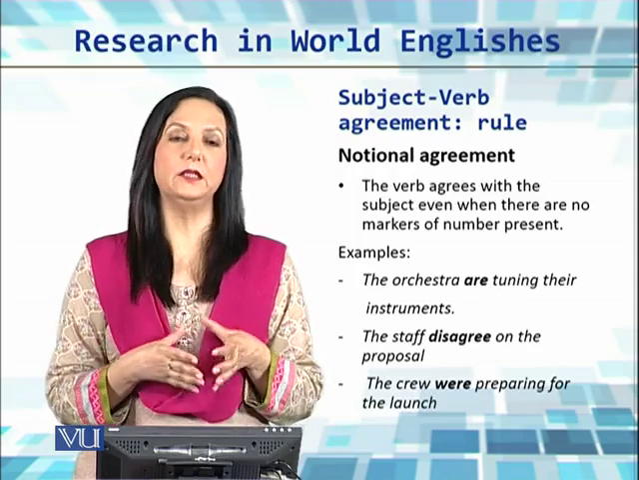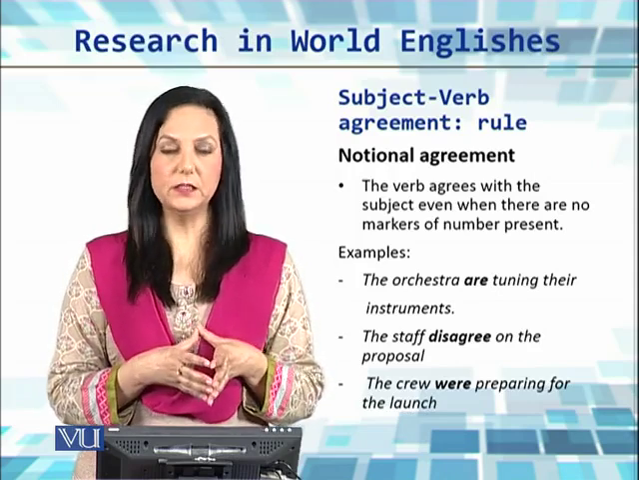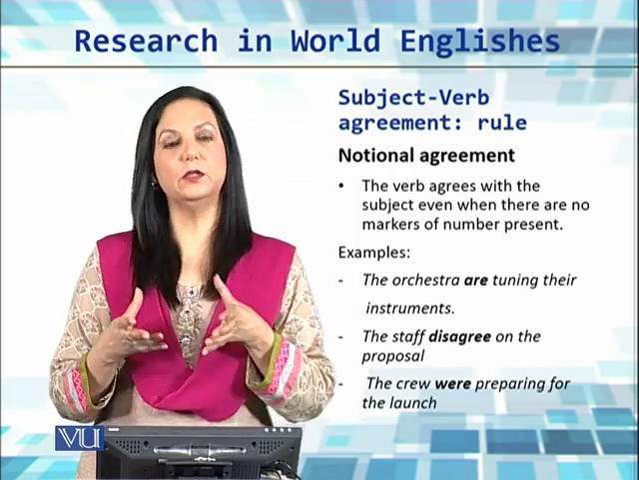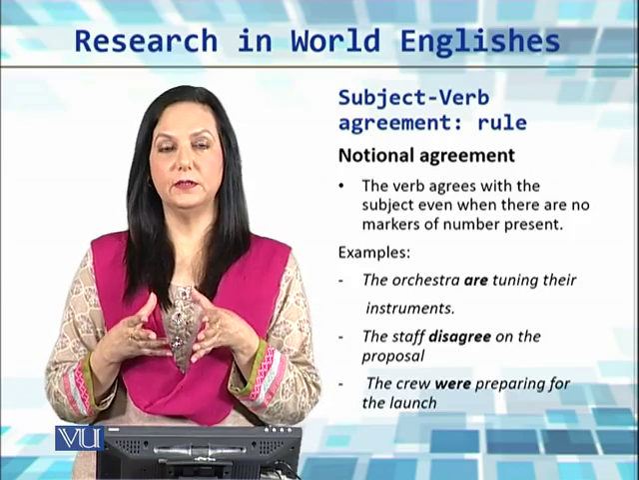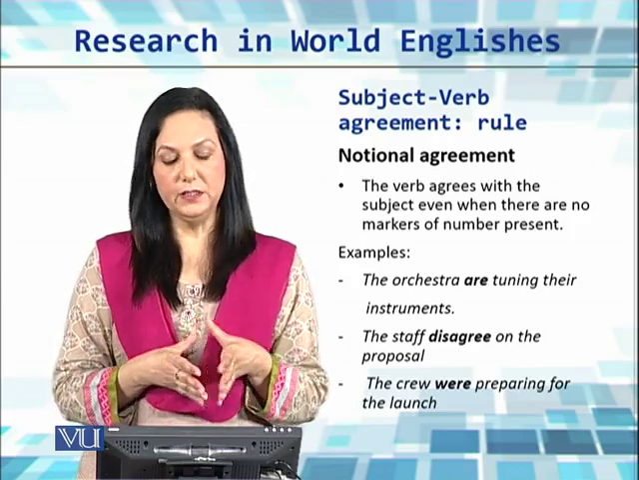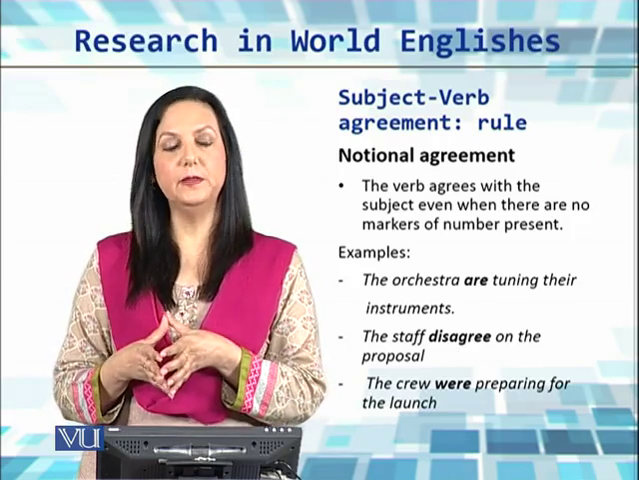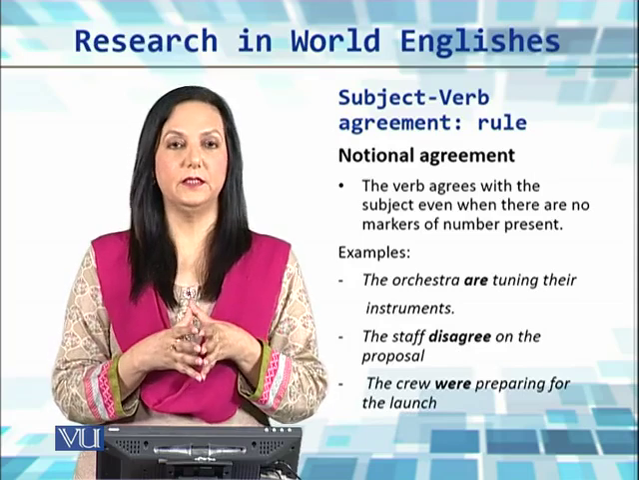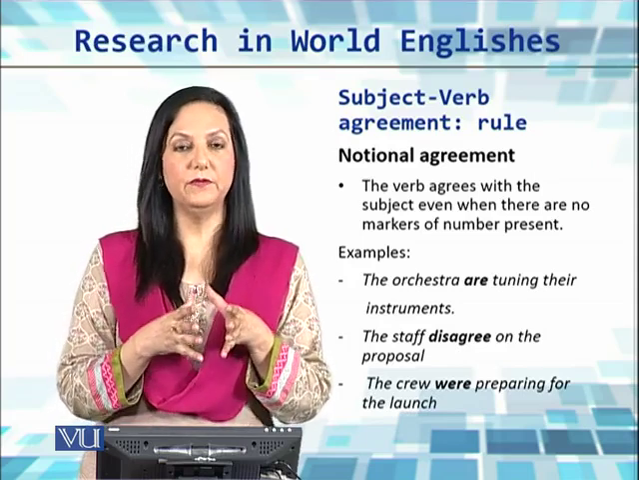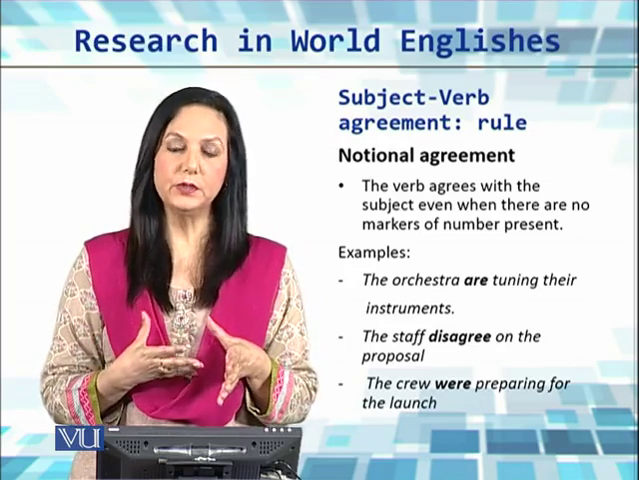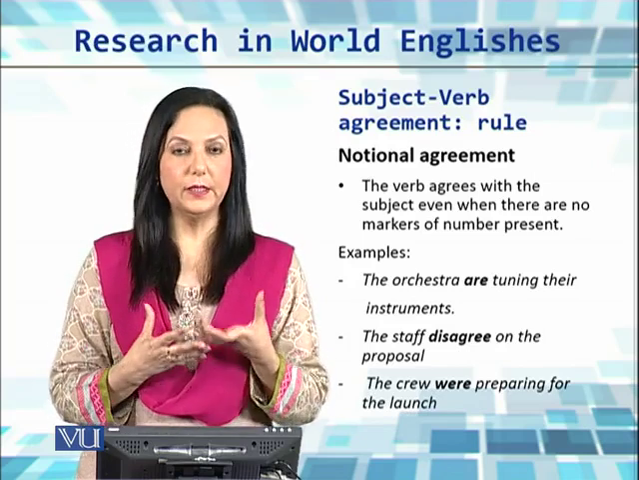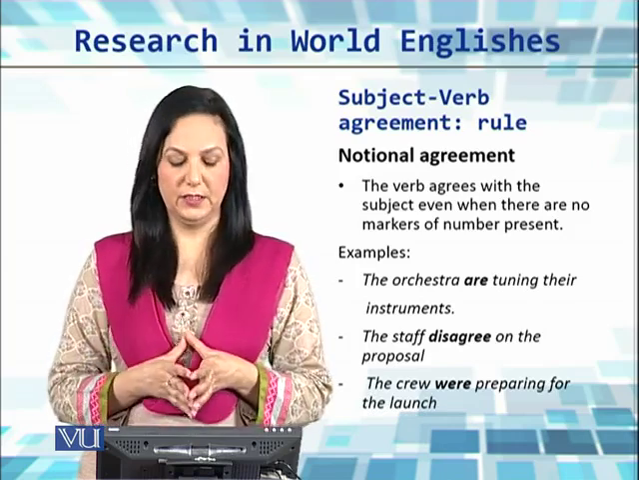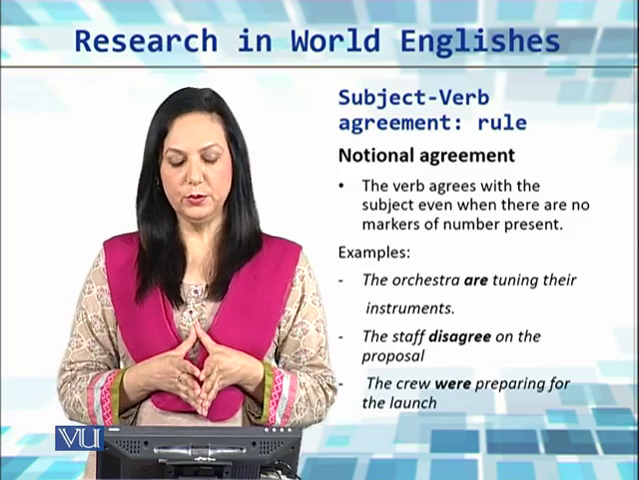For example, we show plurality of a noun in English with the use of the letter s. So even when the subject does not show any plurality because of lack of the letter s, it still will agree with the verb in terms of notion if it belongs to a notional category which is plural. So if the notional category is plural, even when it does not look like a plural subject, it will agree with the verb as a plural subject. For example, the orchestra are tuning their instruments.